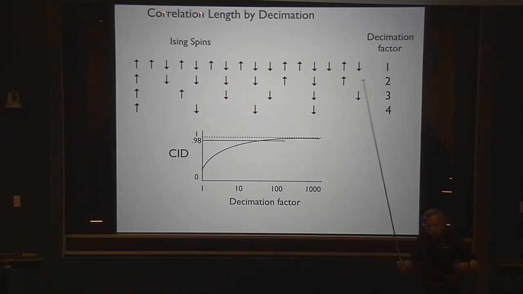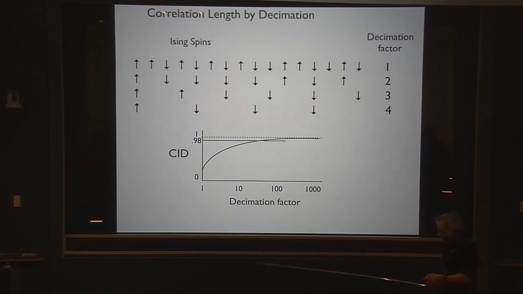So what you expect is that if your correlation length is bigger than the spacing between the spins you're looking at, you'll find correlations and the information or entropy will be low. And once you decimate above a correlation length, the system will look random. So it will look just like a random system.